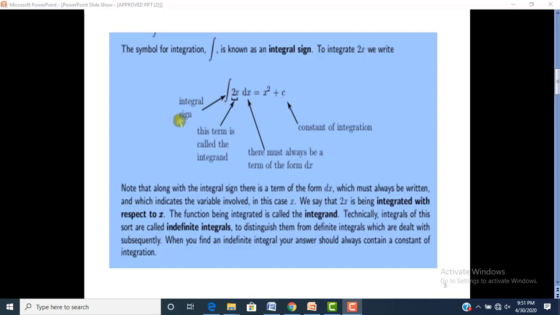Here, this is the integral sign. 2x is the term that is called the integrand, and there should be a term of the form dx or dr. X square is the value, and c is called the constant of integration. Dear students, we say that 2x is being integrated with respect to x. So the function being integrated is called the integrand, and technically integrals of this sort are called indefinite integrals.